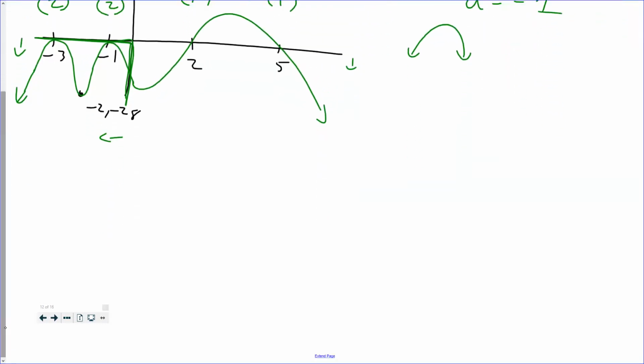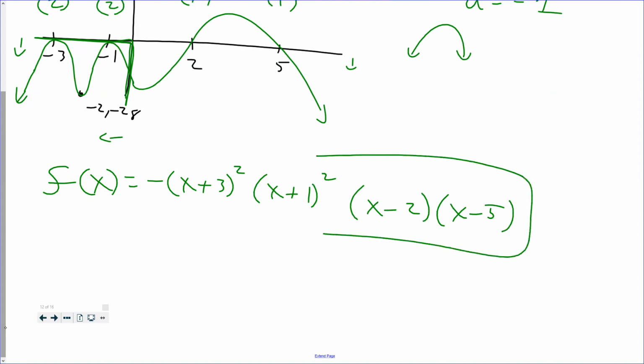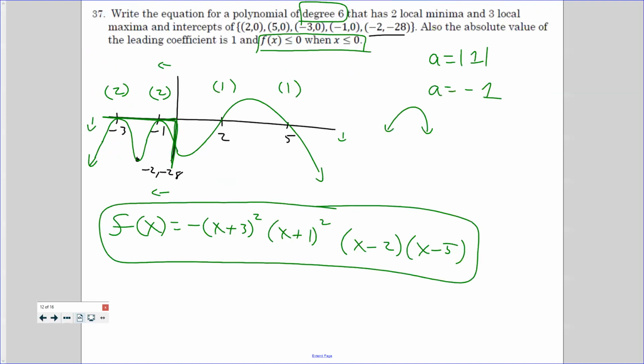So if I go ahead and write out my polynomial equation, f of x is going to equal my leading coefficient of negative 1, since A is negative, times x plus 3 squared from the x-intercept of negative 3, x plus 1 squared from the x-intercept of negative 1, then x minus 2, x minus 5. So that's the answer to that problem.